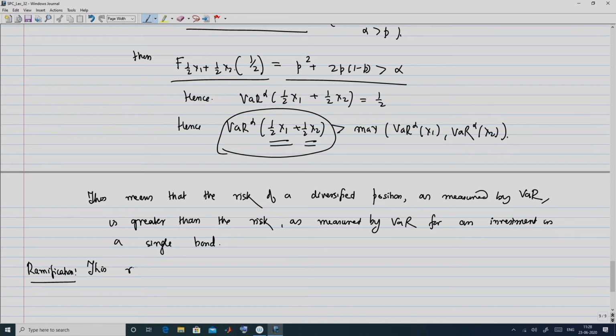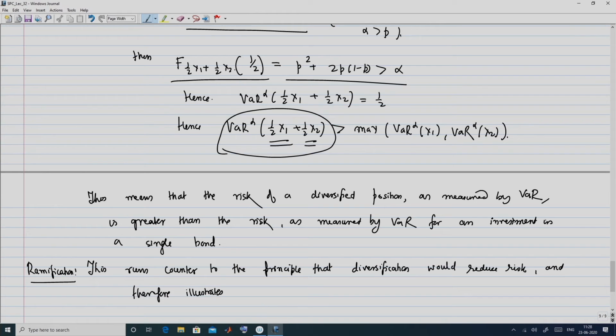that this runs counter to the principle that diversification would reduce risk and therefore illustrates a drawback in using var to measure risk.